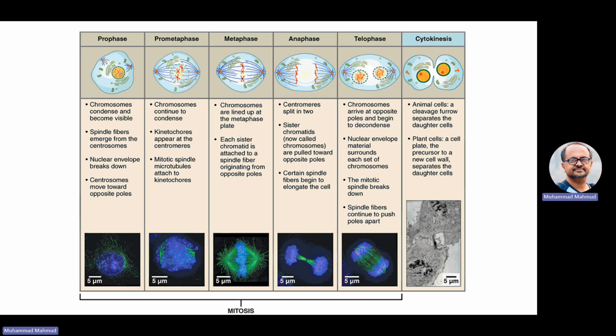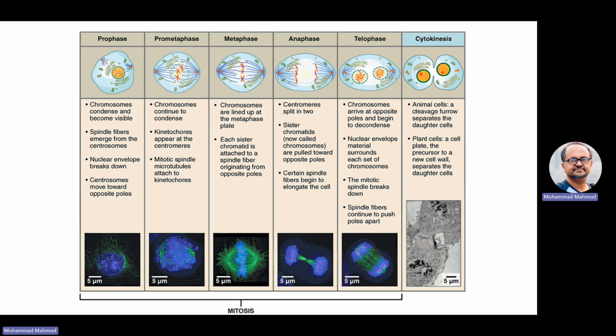In anaphase, they are apart. They are going in another direction. The centromere is split into sister chromatids. Now they are called chromosomes. They are pulled towards opposite poles. In telophase, chromosomes arrive at opposite poles and begin to decondense. The nuclear envelope will start to appear. The mitotic spindle breaks down and spindle fibers continue to push the poles apart.